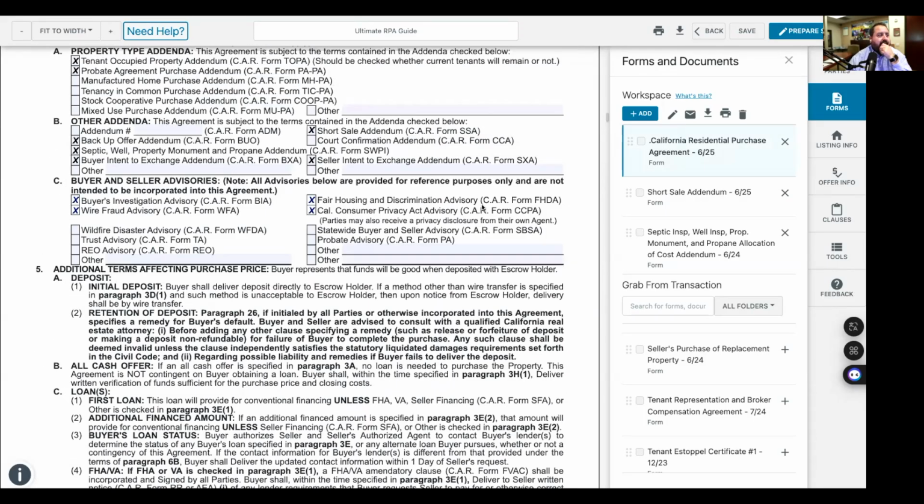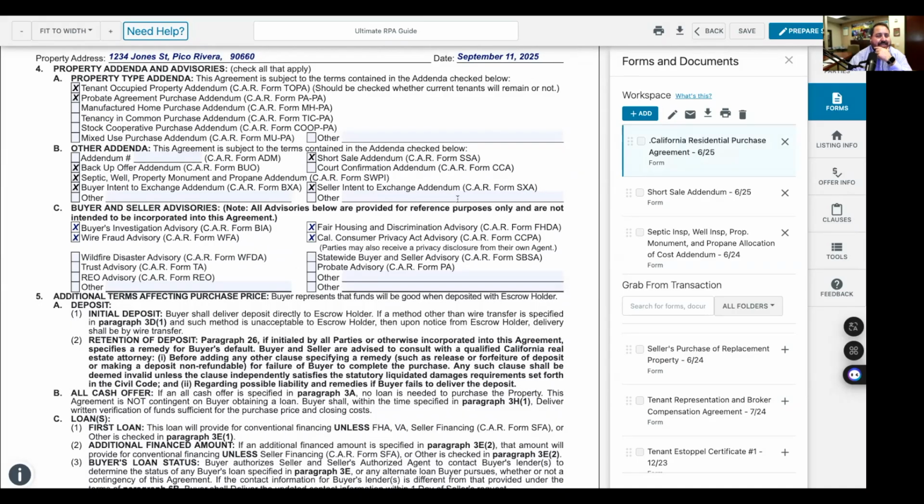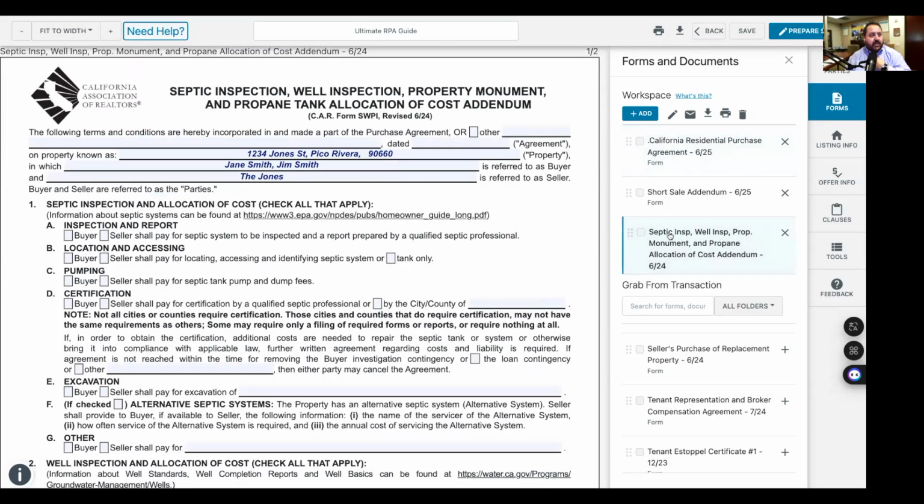So next up, we're going to look at the septic well inspection, property monument, and propane tank allocation of cost addendum. They changed the name of that when they revised it last year. So if your property has a septic tank, you're going to want to incorporate this, because you want to at least ask for some inspections on septic tanks. The problem is that sometimes sellers don't know they have a septic tank and they don't disclose it to you. But when you do know, this is what we want to submit, right?